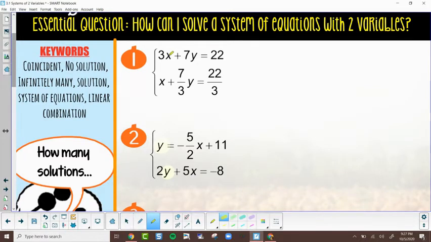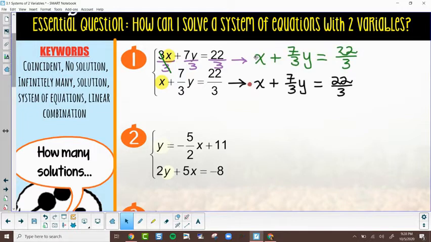On this first one, I see there's this extra 3 next to the x, and this one is kind of by itself. So on the top one, I'm going to divide everything by 3, and now those are going to cancel out. This one I'm just going to leave as is, because now I can see that these are exactly the same line.